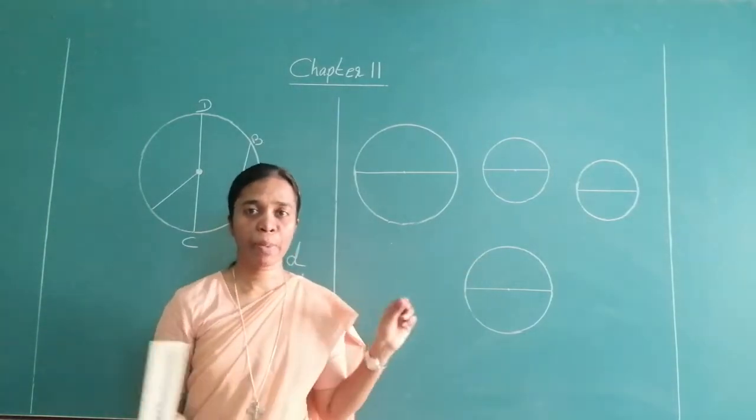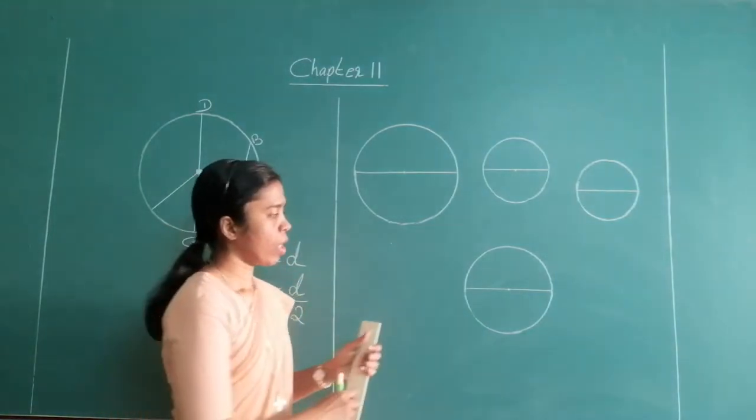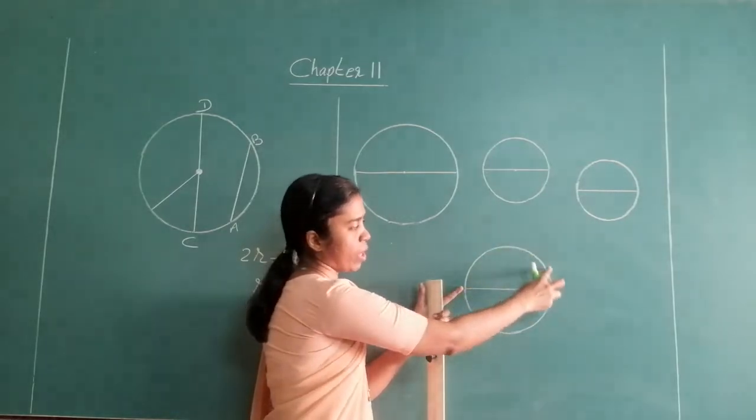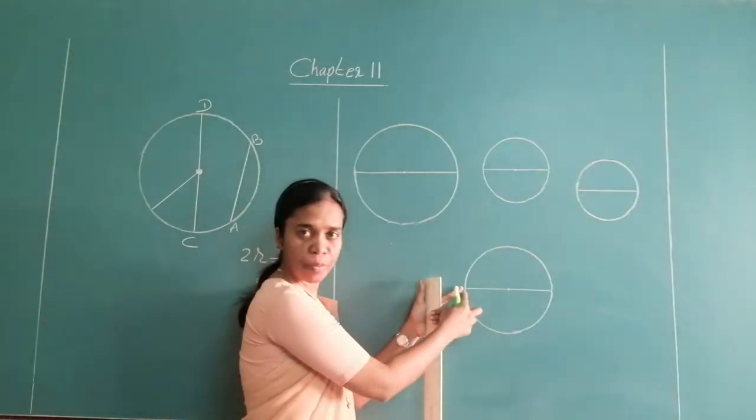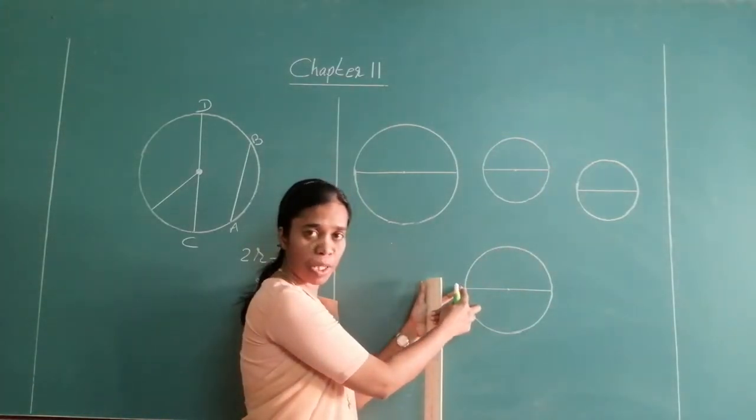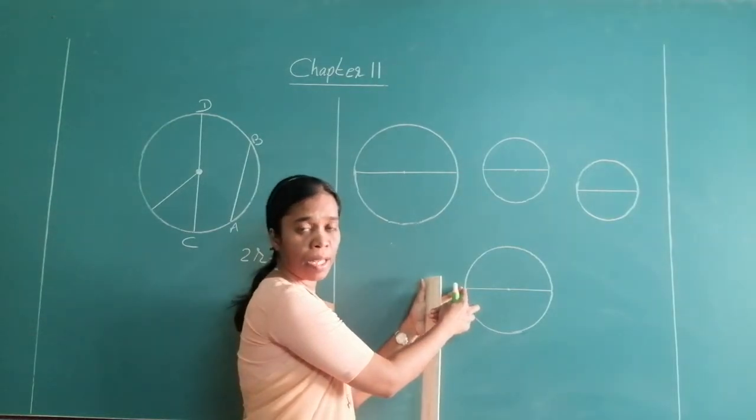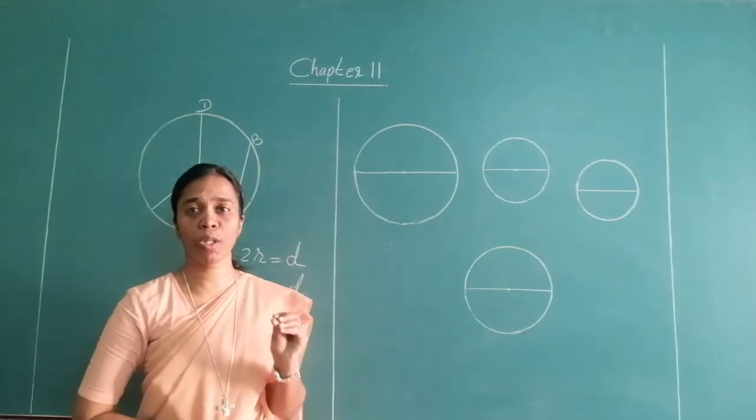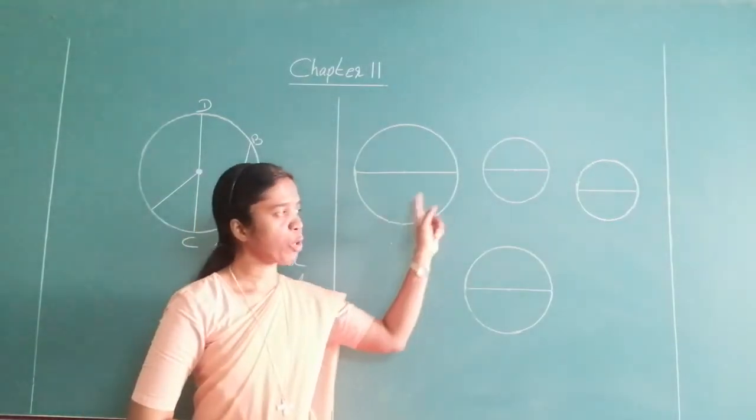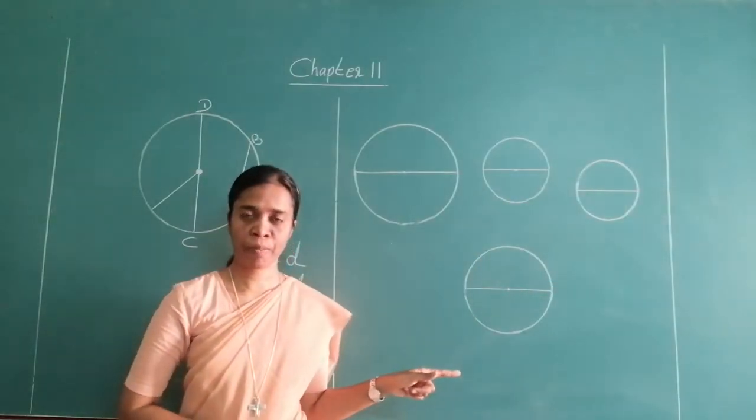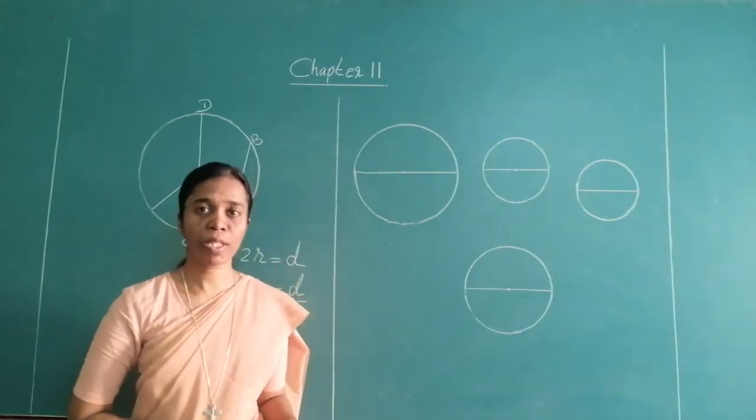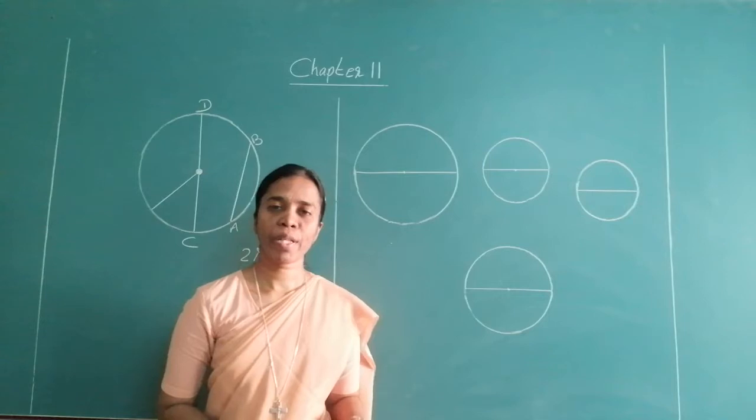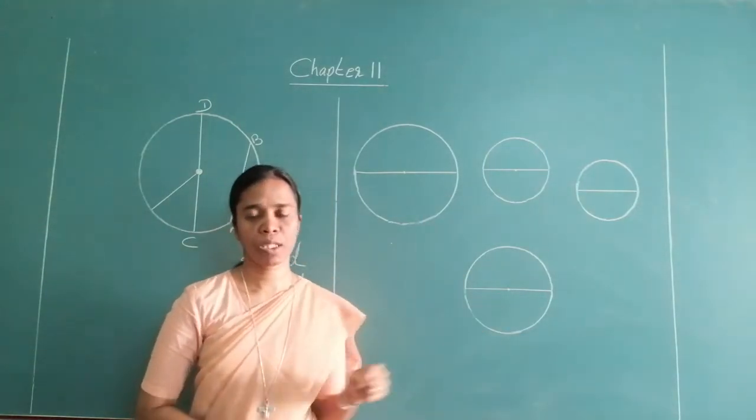Now, take a piece of thread, keep at one point and then you measure it with the thread. Keep it fixed properly. Measure it with the thread and then keep it on a ruler and check and see how long it is. I want you to do it for all 4 circles. And then find out the diameter. Diameter you can also measure with the ruler. Find out the diameter of all 4 circles.